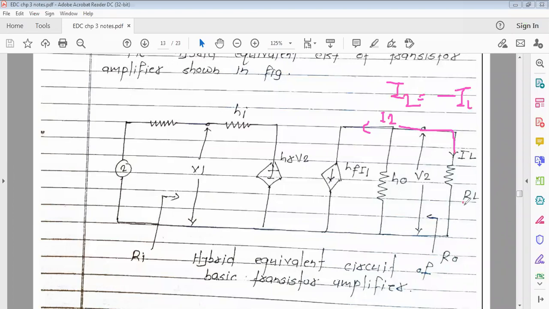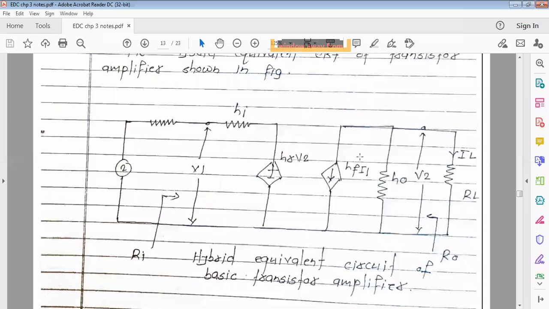Here RL is the load resistance, and Ro is the output impedance, that is the total impedance of the circuit looking towards the output side. Ri is the input impedance, that is the total impedance of the circuit looking towards the input side. We are going to find these four parameters step by step. This is the hybrid equivalent circuit model for the transistor.